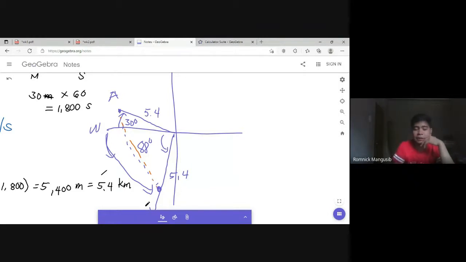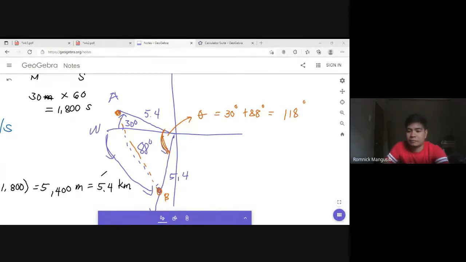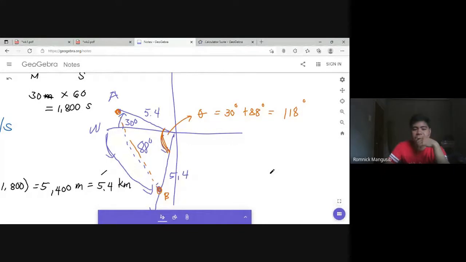Tayo nag-uusap dito. So, ang distansya ni point A to person B, ang isosolve natin. At ang angle dito is equal to, theta is equal to 30 degrees plus 88 degrees. And that will give us, okay, 118 degrees. Okay, so 30 degrees and 88 degrees will give us 118 degrees. Now we're ready to substitute.